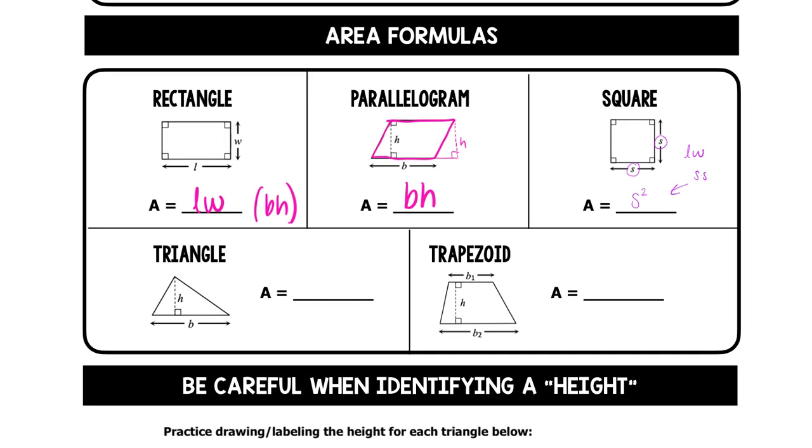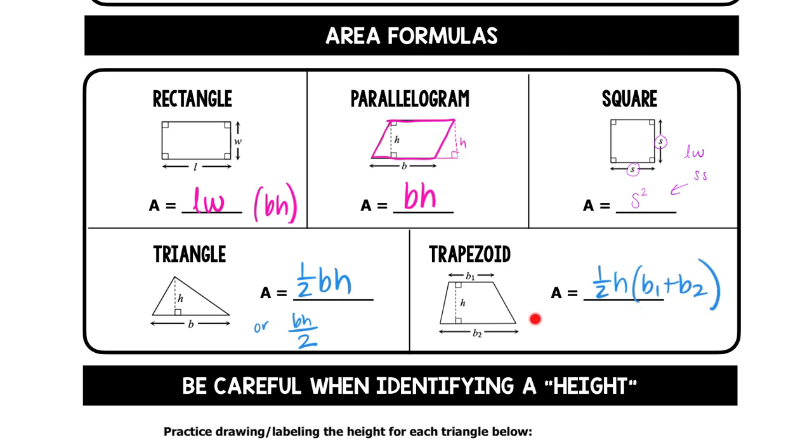A triangle, as we know, we've done triangles this year. It's 1/2 base times height. Or some people do it like this, base times height divided by 2. And then a trapezoid, it's probably been a while since you found the area of a trapezoid. Trapezoids have 2 bases. So we do 1/2 of the height times base 1 plus base 2.